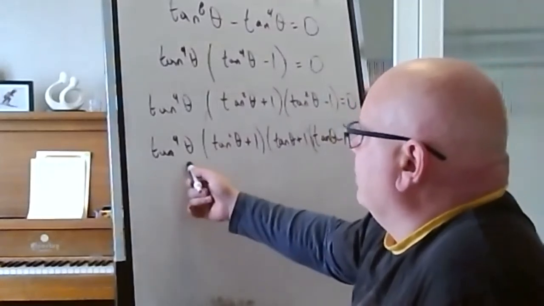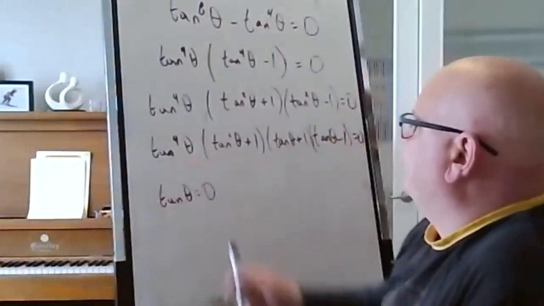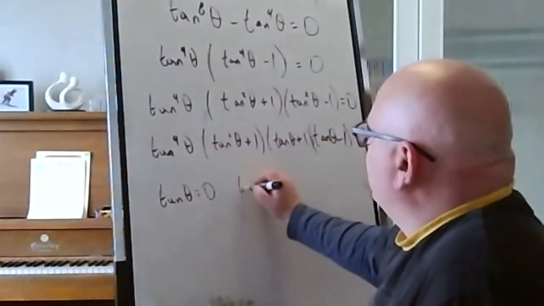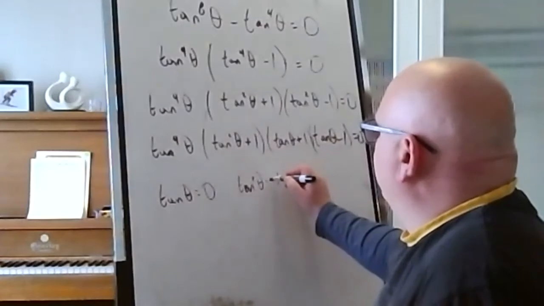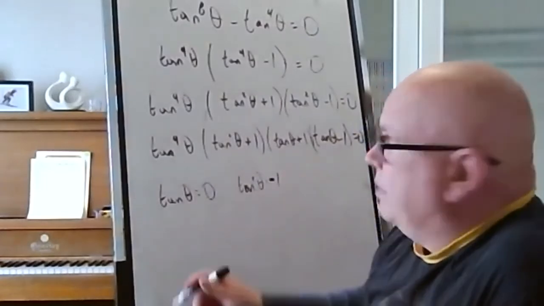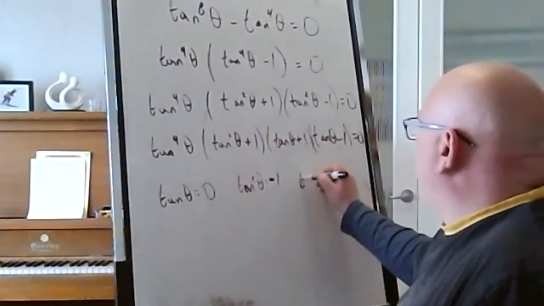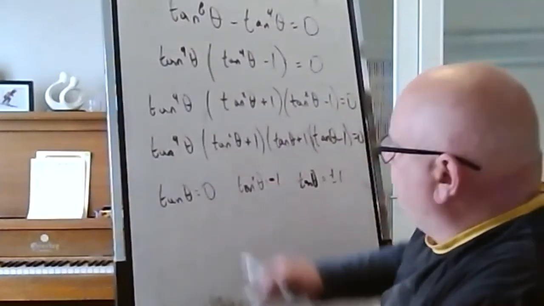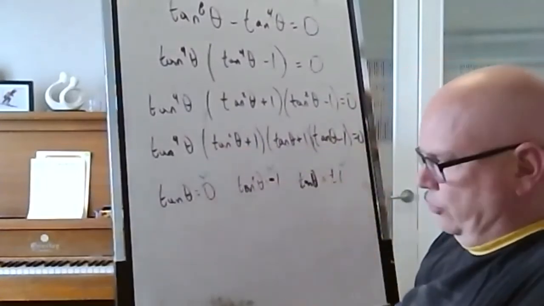If this one's just equal to 0, therefore tan theta is equal to 0 from this. This one gives us tan squared theta is equal to -1, which we'll have no solutions for, right? Because tan squared is equal to a negative. But from these two, we have tan theta is equal to plus or minus 1. So this we have a solution for. This we have no solution for. This we're going to have some solutions for.